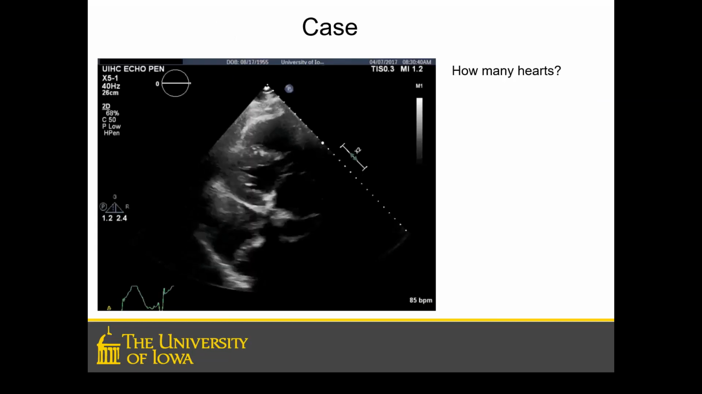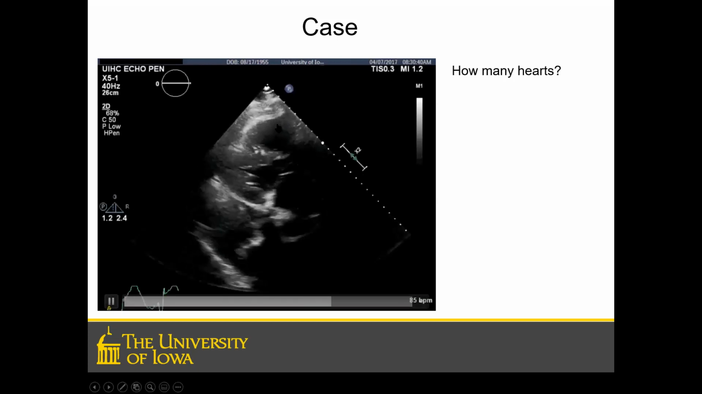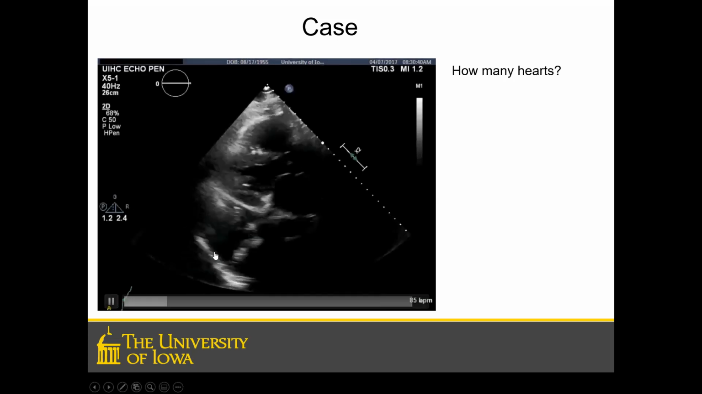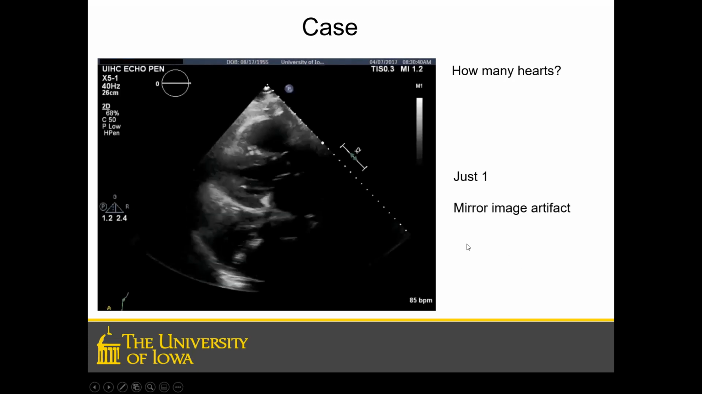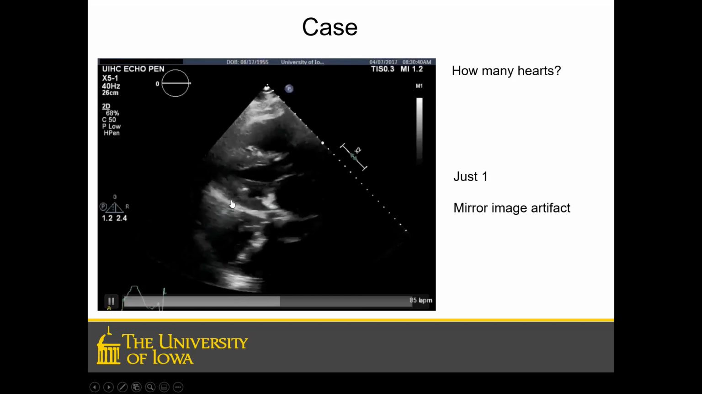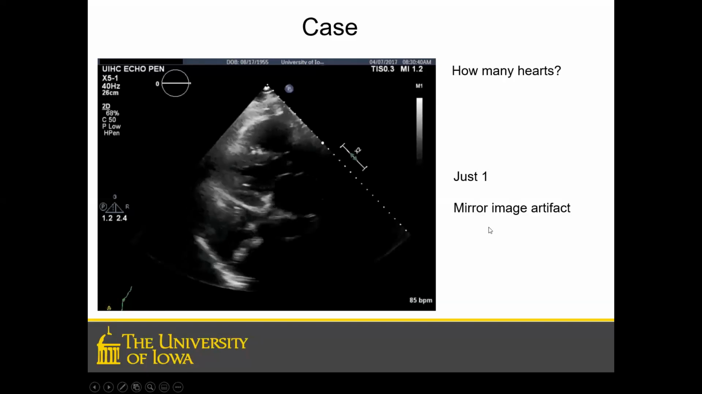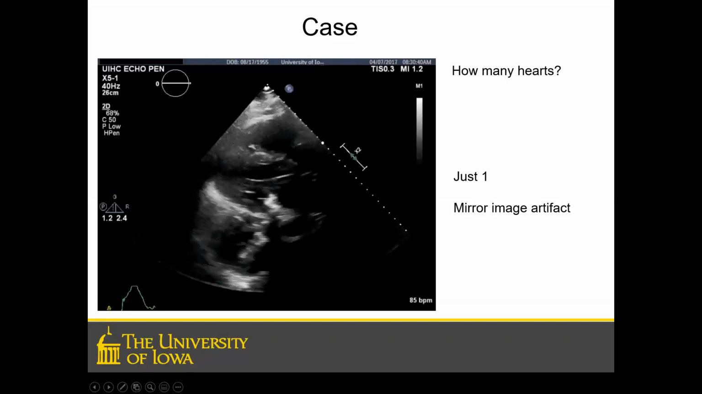Okay, here's another case. And in this case, the question is, how many hearts does this patient have? So this is a parasternal long axis, and what is going on here? Well, what we have is a mirror image artifact, and we have the left ventricle being mirrored down here. And we'll kind of show why that happens.